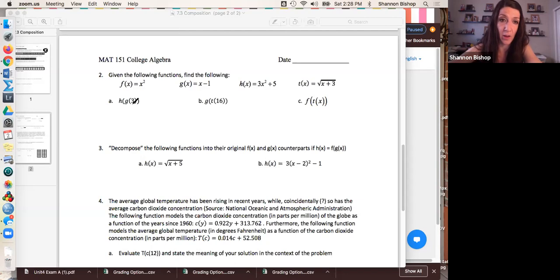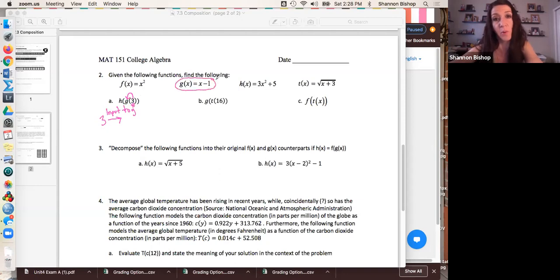All we have to do is look at the notation and acknowledge how the flow chart is going to go. So for part A, you start with the innermost quantity, and that gets plugged in to the function of closest proximity. So you're going to plug it into G. You're going to input 3 to G. So what would that even mean? Well, here's G.